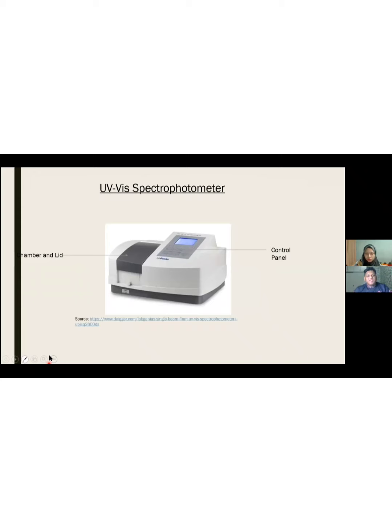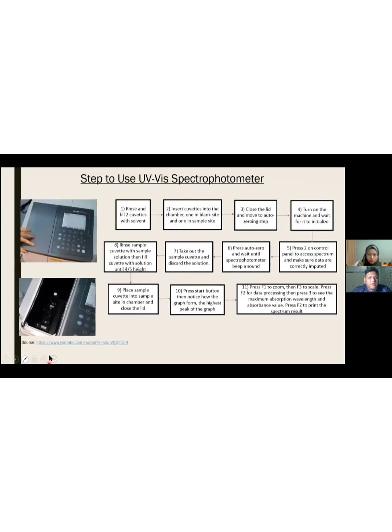Okay, so this is the picture of the instrument, which is a UV spectrophotometer that has a chamber and lid used to insert the cuvette inside it, and a control panel used to get the result. So next. Okay, so here are the steps to use the UV spectrophotometer.